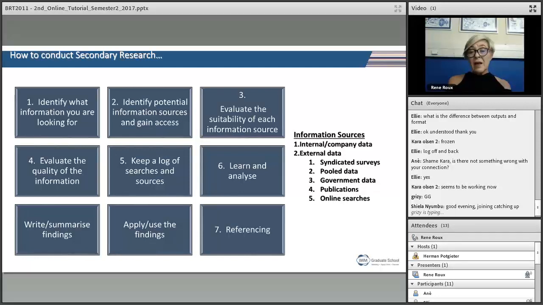Then the third step is you have to evaluate the suitability of each of these information sources. Is it suitable? Is it an academic source? Or is it a Wikipedia or, I don't know, a Huisgenoot magazine or whatever? So evaluate it, make sure it is an academic source. It's a reliable source. Then you have to evaluate the quality of the information, because not all information out there is of good quality and is usable. There's a lot of anecdotes or people that have a view that's not substantiated at all. It's just their view. So be very aware of what you use and make sure that it's quality.